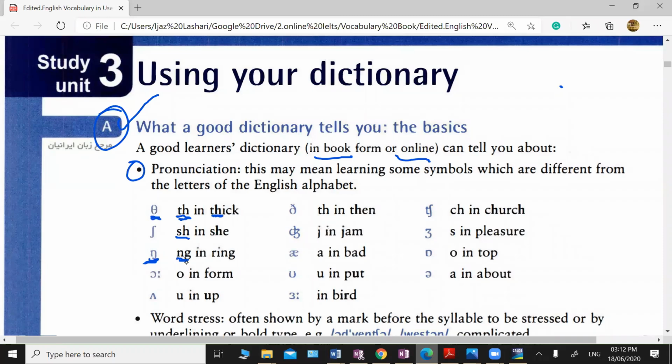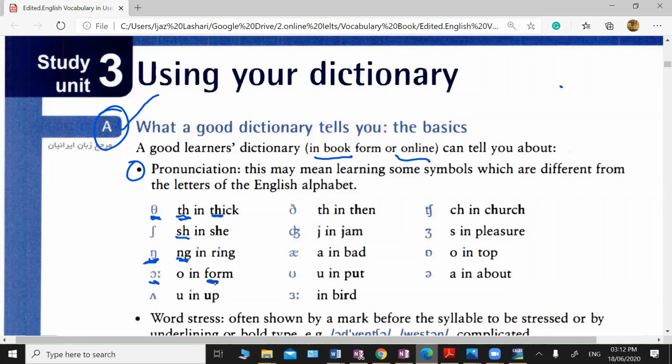Okay, the next sound, the symbol you can see here. This symbol goes with the O in form. When I say the word form, from, we go with this kind of sound, so when you look at this symbol, you can see the sound which comes with form.